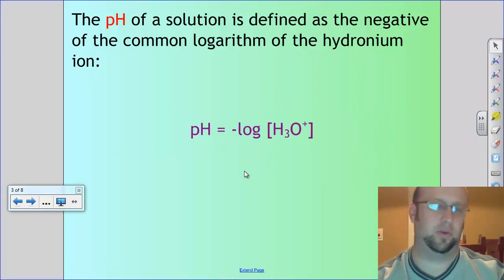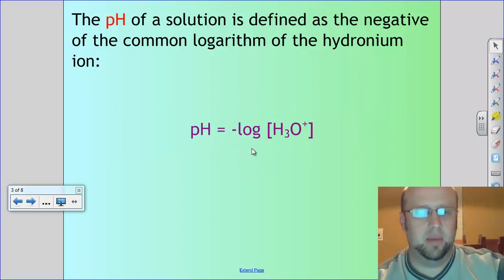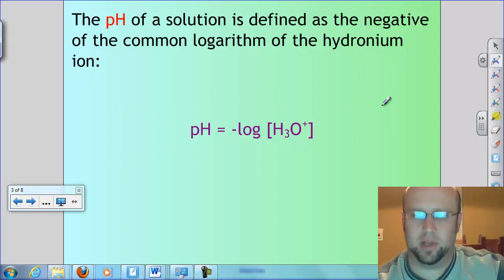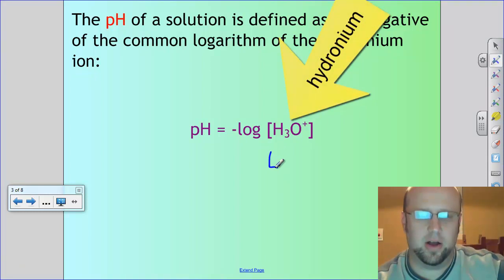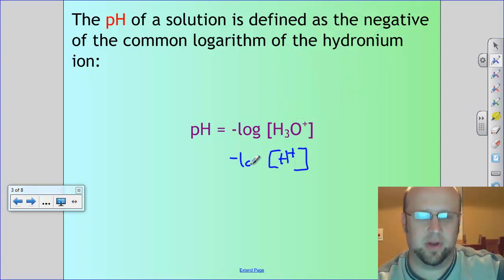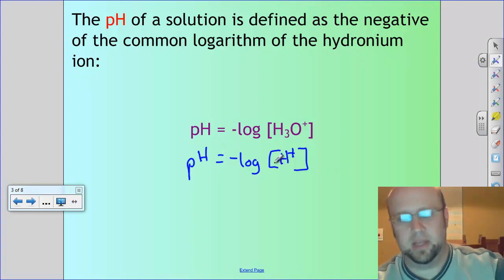Essentially, it's this formula. pH is equal to the negative log of H3O plus. Remember, H3O plus is hydronium ion. We could easily replace that in the formula with an H plus. In fact, that's the way that I typically write it, this way. I think that's just a little bit simpler. But either of these things mean the exact same thing.